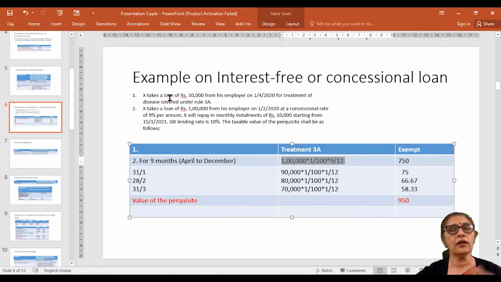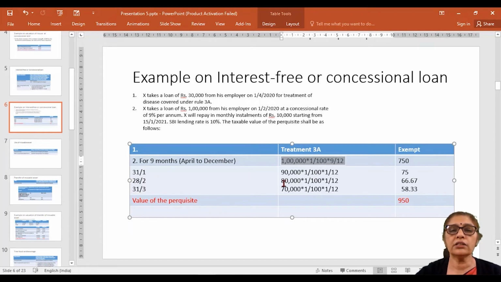SBI rate 10. What you are paying to the employer? 9. What is your benefit? 1. You are saving 1. So the taxable amount would be 750. On 31st January, your outstanding balance becomes 90,000 because you have started repaying 10,000. So 90,000, 1% for 1 month. Because every month the balance is going down, every month your principal would be different. So every month the interest would be different.